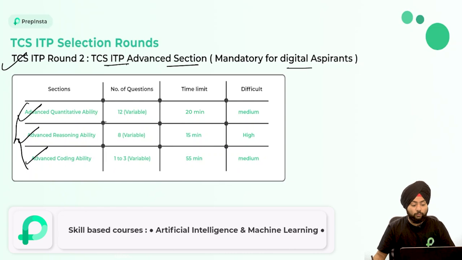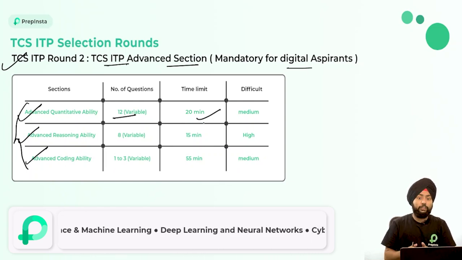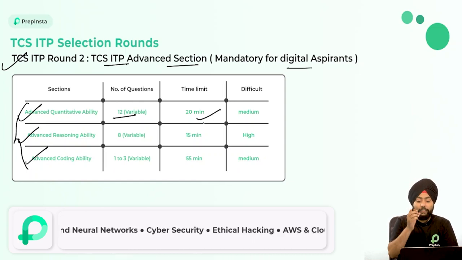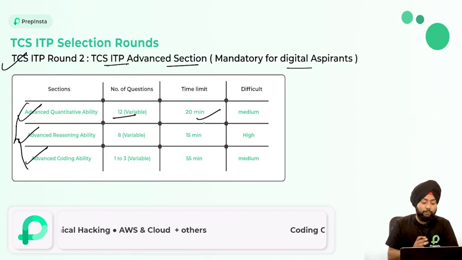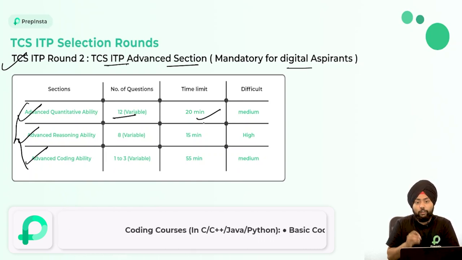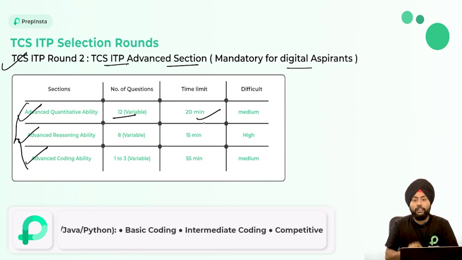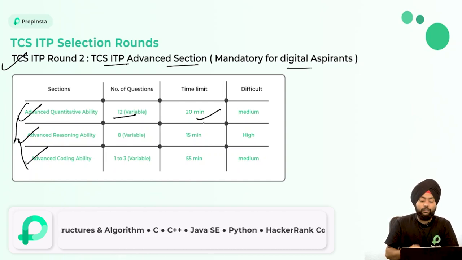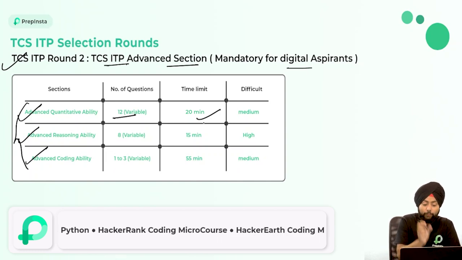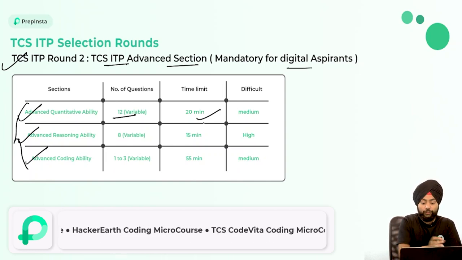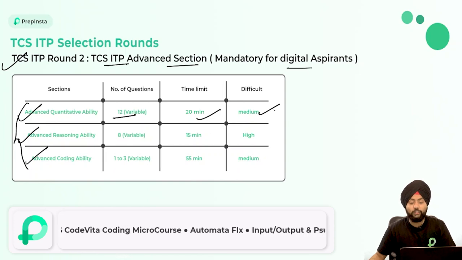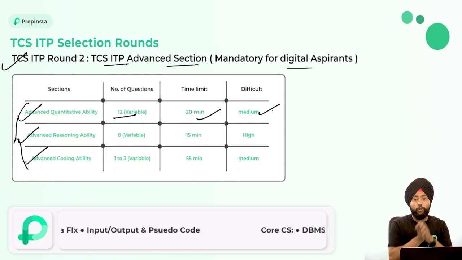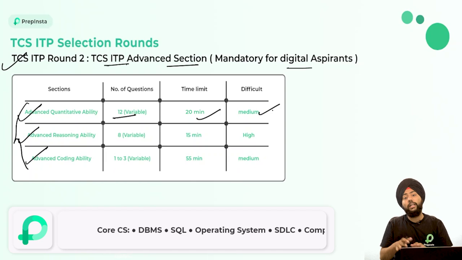The number of questions will be 12. They can also vary. Here in the advanced section, they've reduced the time limit, even though there can be 12 questions. Why have they reduced the time limit? Because they want the students who clear this section to be at an advanced level. That's why they put very little time for solving these questions. And the difficulty level for the same is medium, guys. So for quantitative ability, the level is medium.